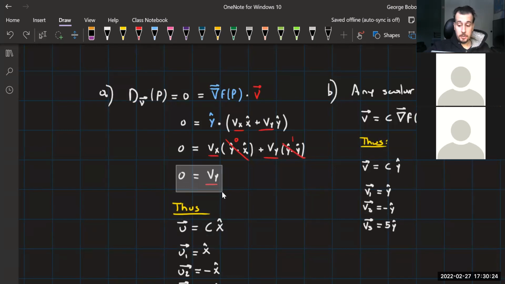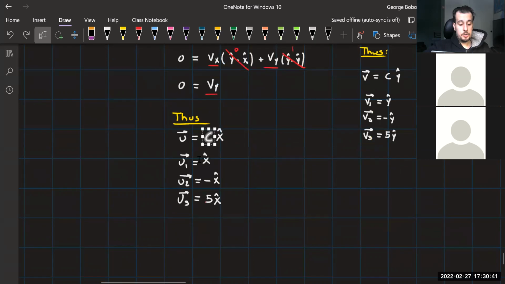So you can't have a Y component. And that's what I wrote here. You can't have a Y component, but any X component is valid. So any constant you put here, legit, anything. So if you want to give answers, we tried 1, -1, 5, and they all work.